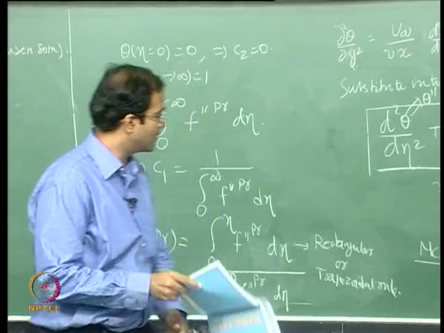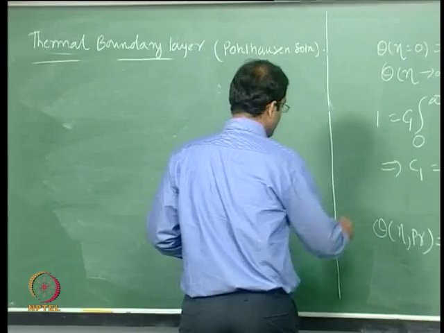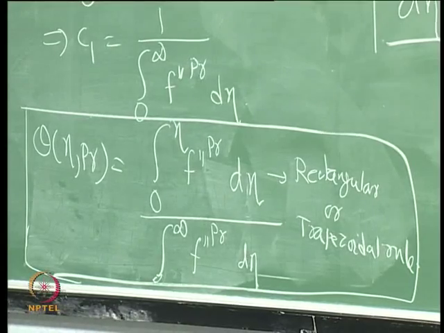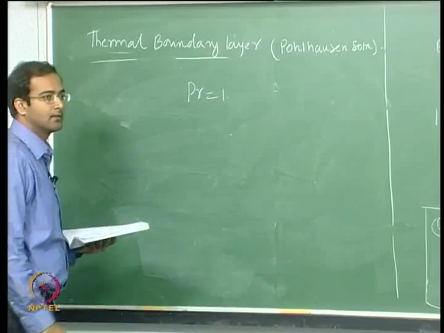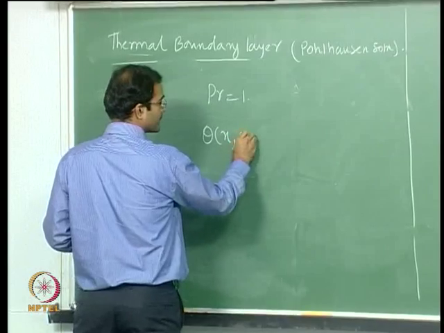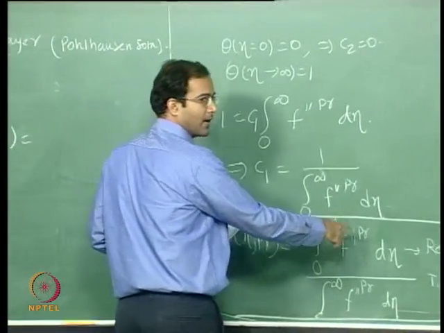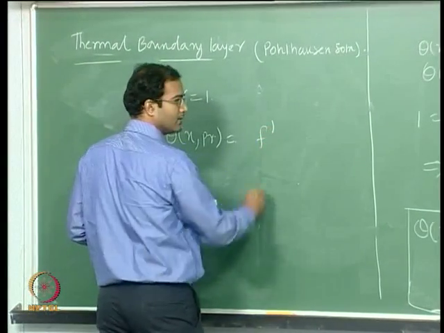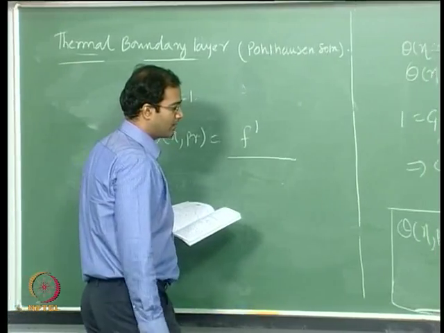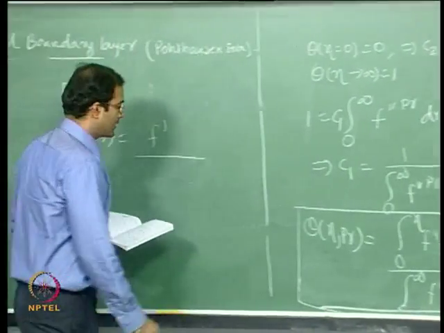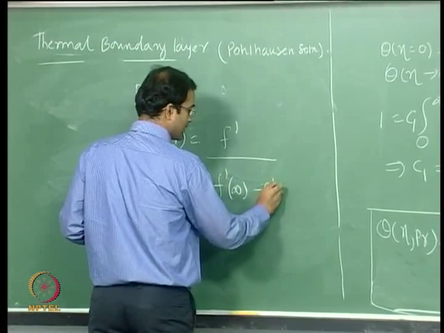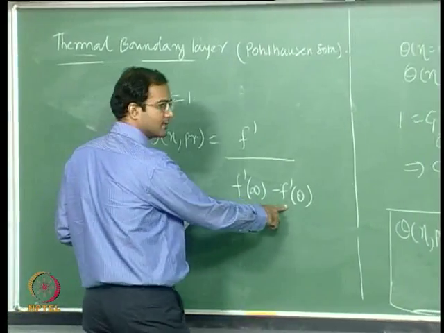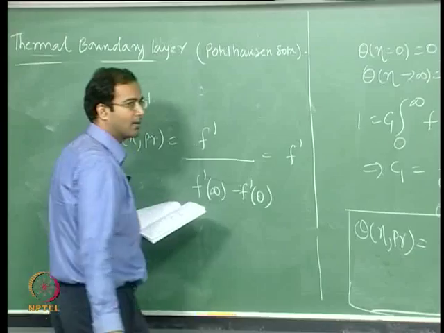So one more thing with which I will stop today. If you look at this particular solution which we have derived by method 1, for a particular case where Prandtl number is equal to 1, what happens? So this theta, I can directly integrate it out. Now I can do analytical integration if Prandtl number equals 1, okay. So 0 to eta f double prime will be f prime, correct, divided by, this is again f prime between the limits 0 and infinity, so I can say f prime at infinity minus f prime at 0. So f prime at infinity, what is the value? 1, and this is 0. So this is essentially f prime.